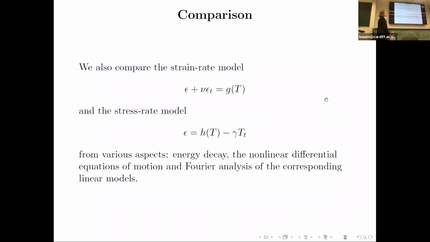And also we wanted to compare the strain rate type model with the stress rate type model, the solutions of the equations that we get, in other words. So what are the differences? What are the similarities?